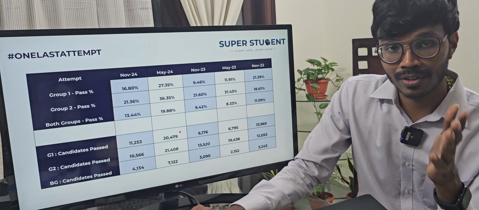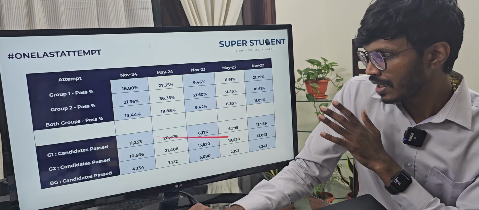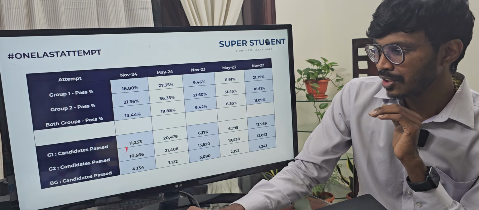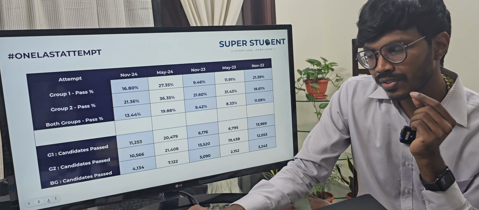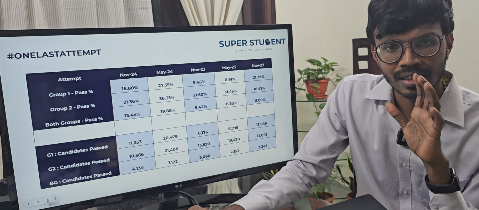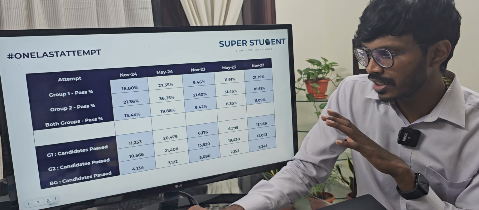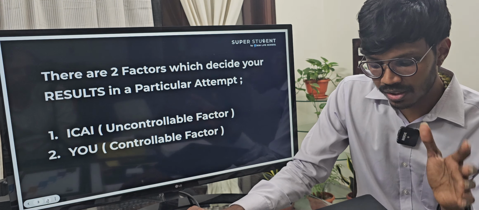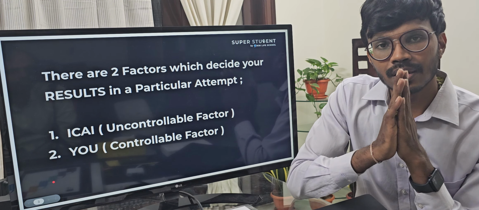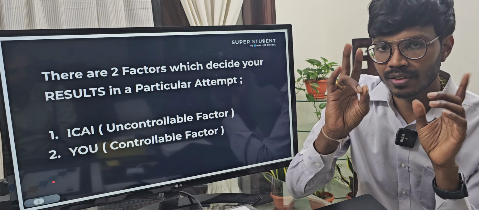In one attempt, there are 20,000, subsequently 11,000. So the variation is reasonably huge, as high as 3x. In this kind of circumstances, how can we think of giving 100% resolutions? Now let's get back to the original idea of results. Your results are decided based on two factors.